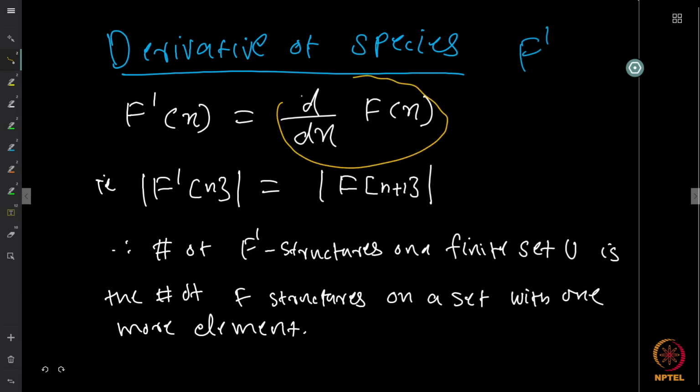So what I want is the generating function for the derivative species f prime to match the derivative of the generating function of the species f. Now, from this equation, we know immediately that the cardinality of f dash of n, where you are looking at the set 1 to n, so basically an n element set, the number of structures of type f dash on this is basically f of n plus 1. From this it should be immediately clear.